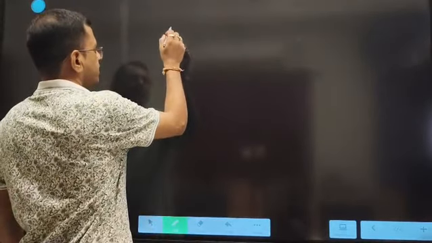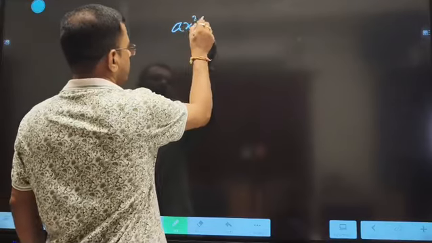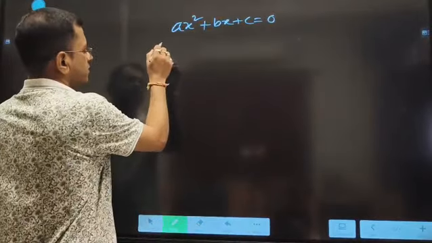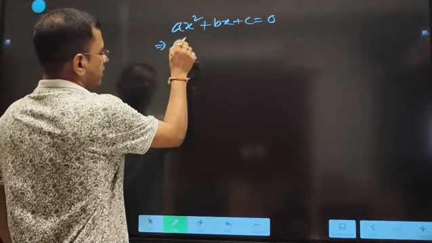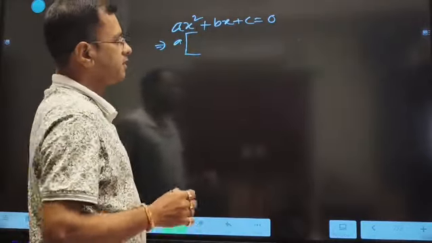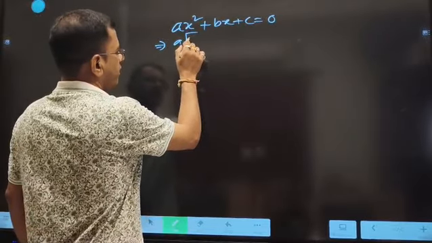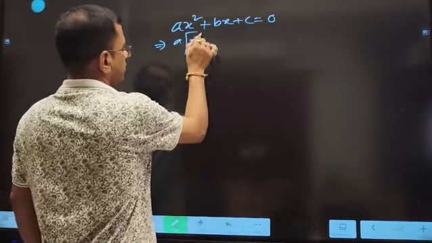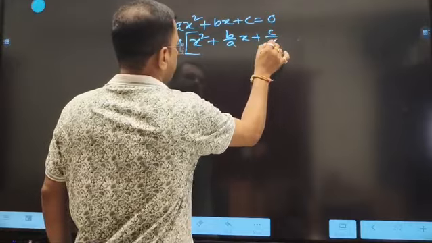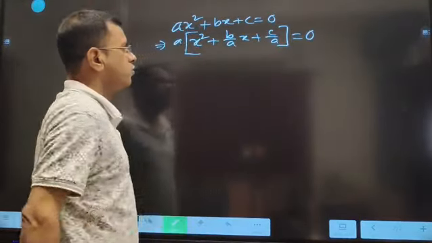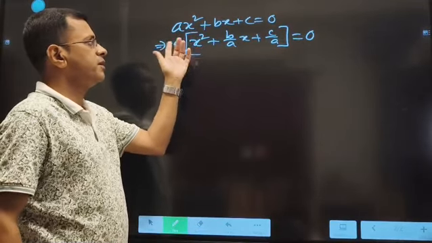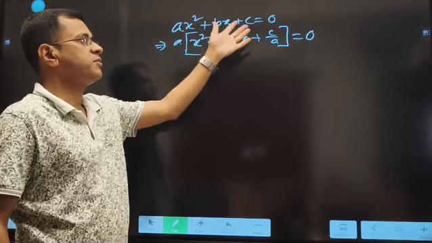The general quadratic equation is ax squared plus bx plus c equal to 0. Let us derive the quadratic formula by using the completing the square method, which means you have to form a square. Let us take a common: x squared plus b by a x plus c by a equal to 0. When you take a common, you can just use the distributive property.